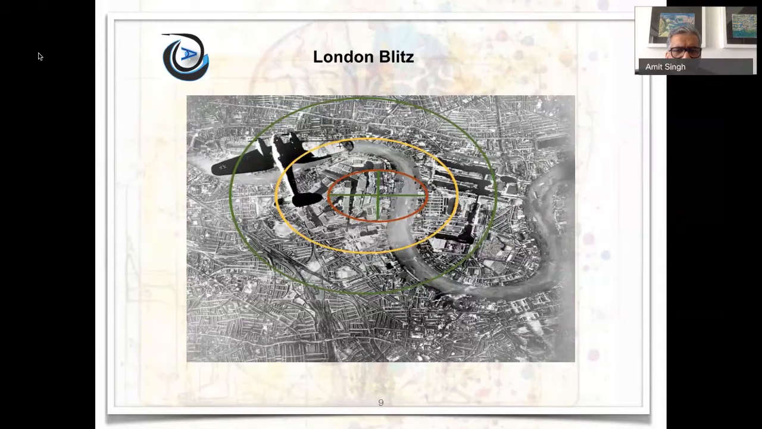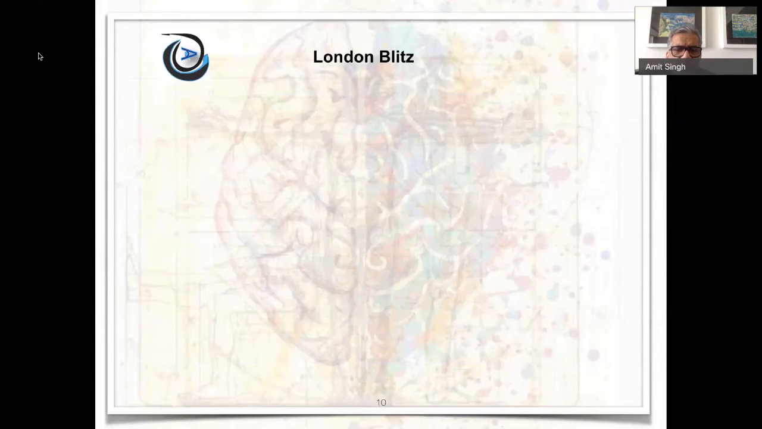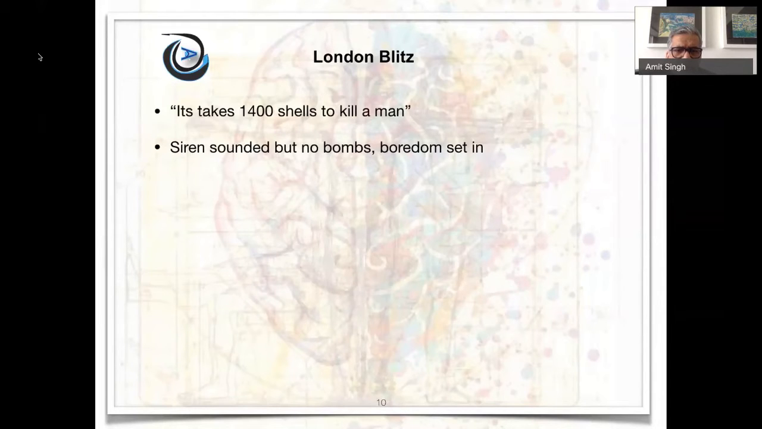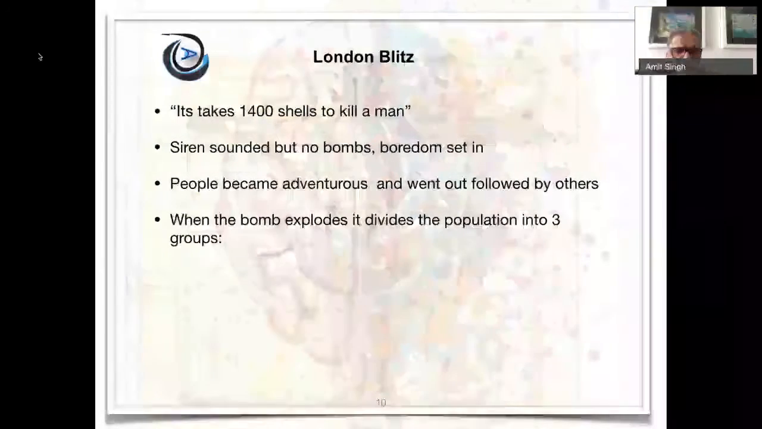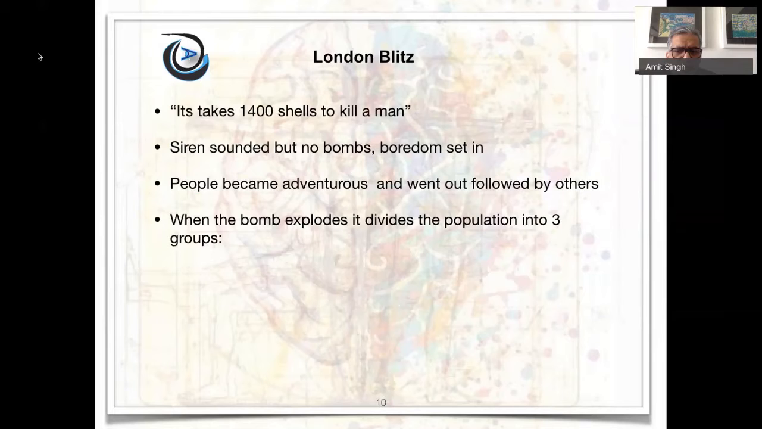A Canadian psychologist called J.T. McCurdy observed this phenomenon and came up with something very interesting. So what was known is it takes 1400 shells to kill a man. Probability is low. The sirens sound but no bombs, boredom set in. People became adventurous. And when the bomb exploded, the population was immediately divided into three groups.